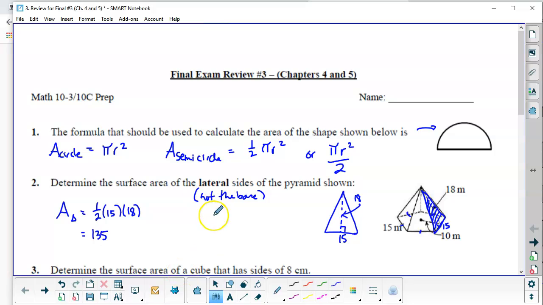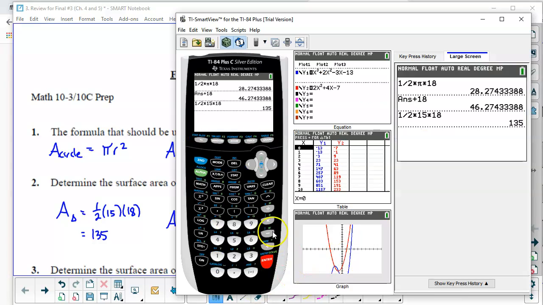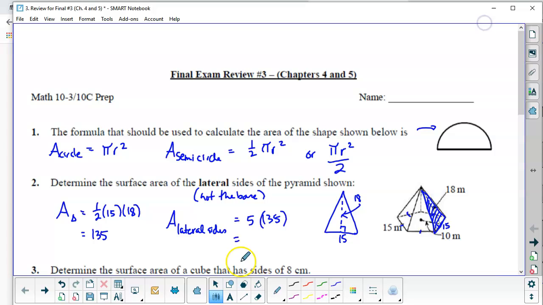We're not done yet because we need all of them. And so that base is a pentagon. 1, 2, 3, 4, 5 sides. So there's 5 of these faces. So the area of the lateral sides is 5 times the area of each of them because they're all the same. So in your calculator, you can just go times 5. And 675. And that's going to be in meters squared.